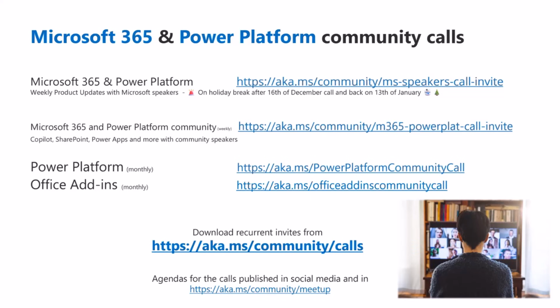You can download recurrent invites as AKMS Community Calls URL, and you can always go to the Meetup service where you can see the upcoming agendas for these calls as well. So, for example, if you're wondering, hey, next Thursday, this week Thursday, there's a community call. What is the agenda for that call? Well, go to the Meetup service and you can check out that agenda, or you can subscribe to the Meetup service and you will get an email whenever the agenda is published, and then you're able to see what's on the upcoming call within the email.